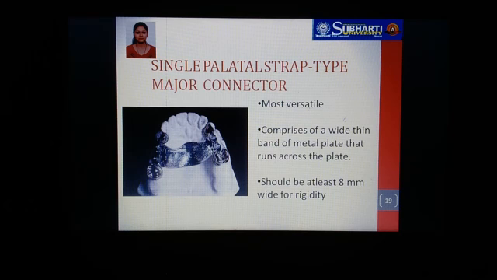So where can it be used? Because it is a single strap, it is going to be used in areas where there are bilateral edentulous spaces of short span in a tooth supported restoration. Basically, Kennedy's class 3 cases are where these can be used.